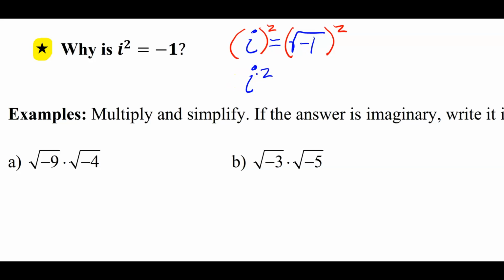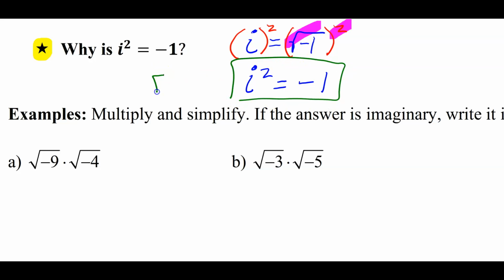What happens with squaring a square root is that squares and square roots are inverses and opposites. The square and the square root essentially cancel each other out, like adding 2, subtracting 2, and you're left with what is inside that square root. In this case, you're going to be left with -1. So this is a fact that you need to know.